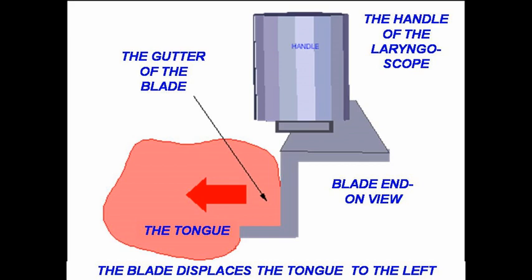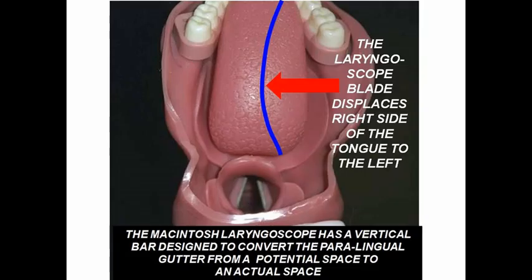This is important. The Macintosh blade does not sit on the tongue and compress the tongue. It displaces the tongue leftwards.